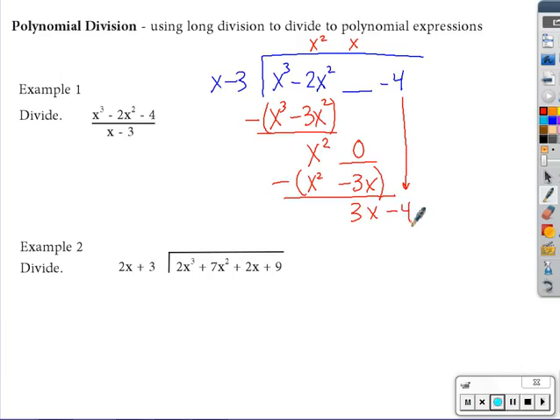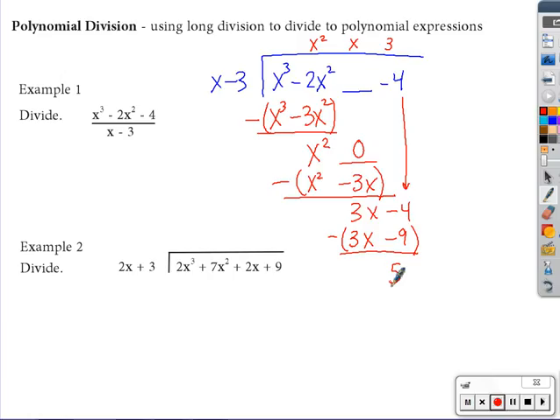And my last step here, or what appears to be my last step, how do I obtain a 3x with an x? I'd have to multiply it by 3. So 3 times x is 3x. 3 times negative 3 is negative 9. Subtracting the quantity again, 3x minus 3x cancels. Negative 4 minus a negative 9 gives me a remainder of 5.